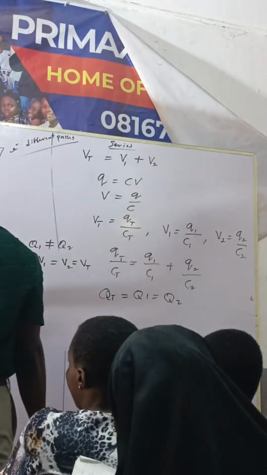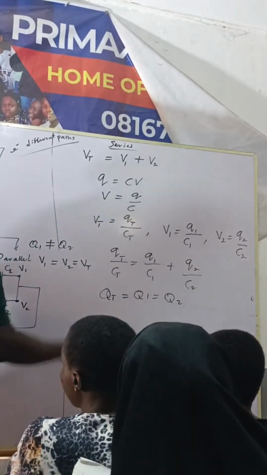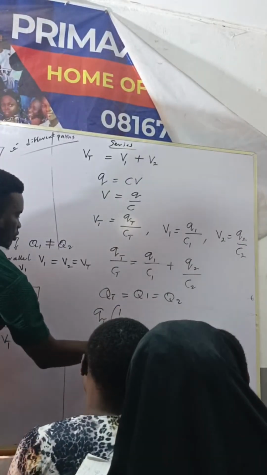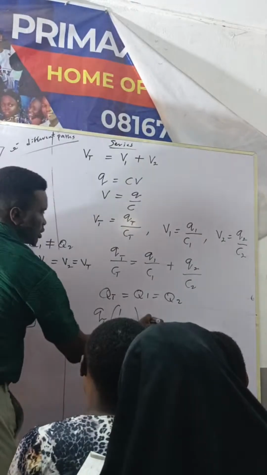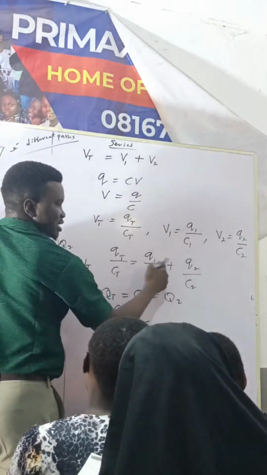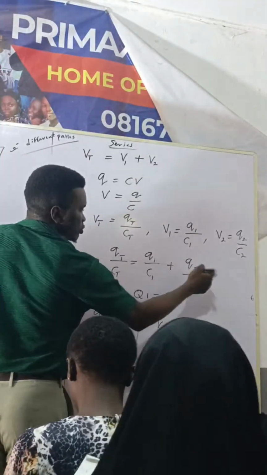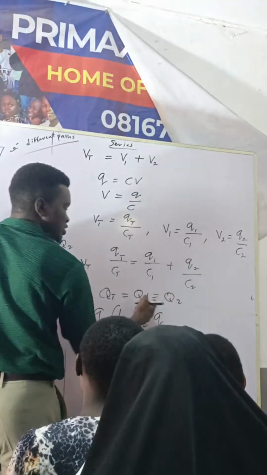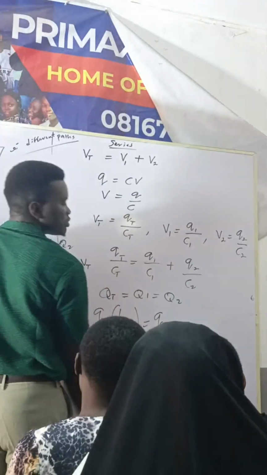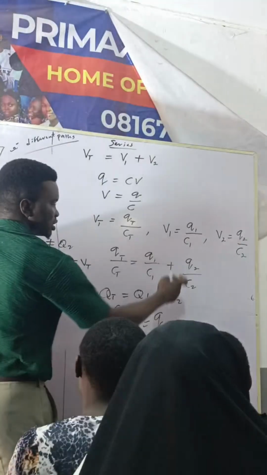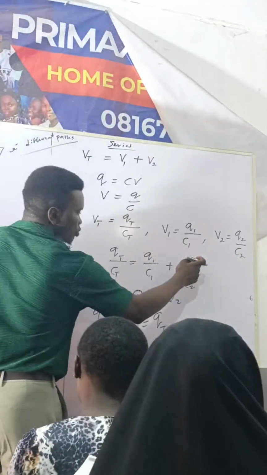If you follow this explanation, now my Q total, I can factorize that. I can have 1 over C total equals, factorize, these guys are the same, so I can bring them out. Let's just say Q1 is equal to Q2, which is equal to Q total. Q1 plus Q2 is Q total. It's the same. Q1, Q2, they are the same.